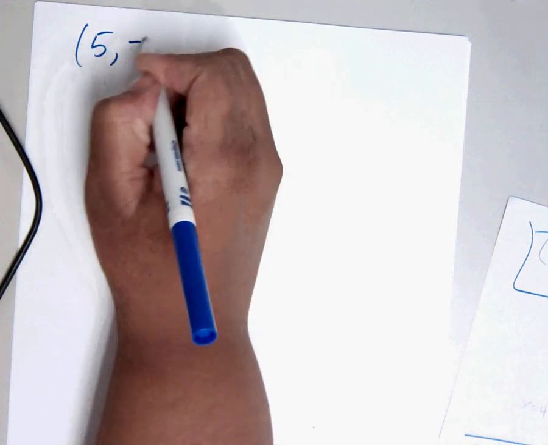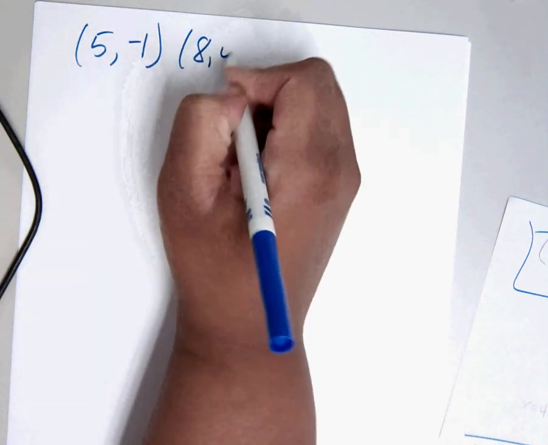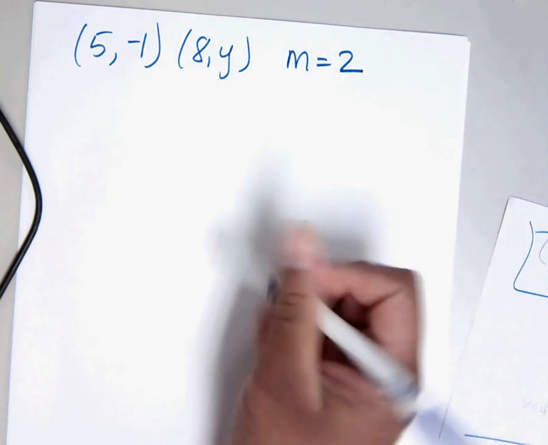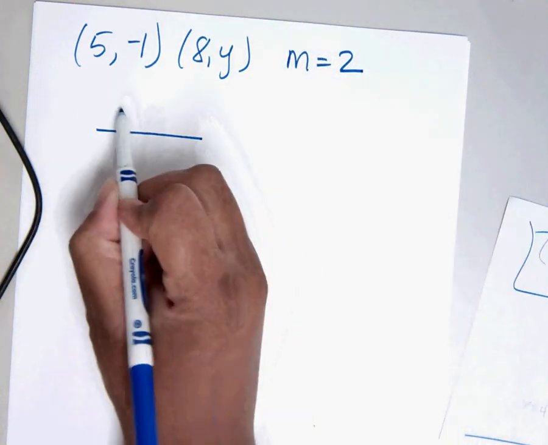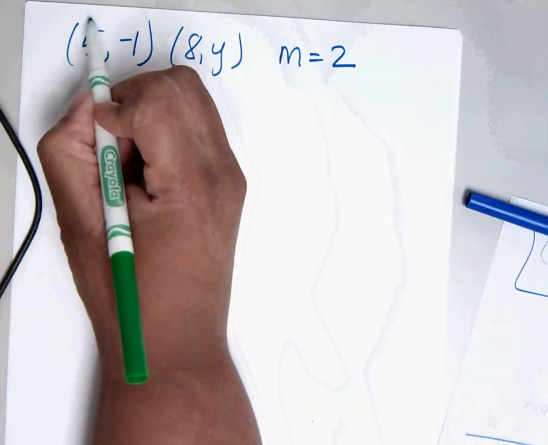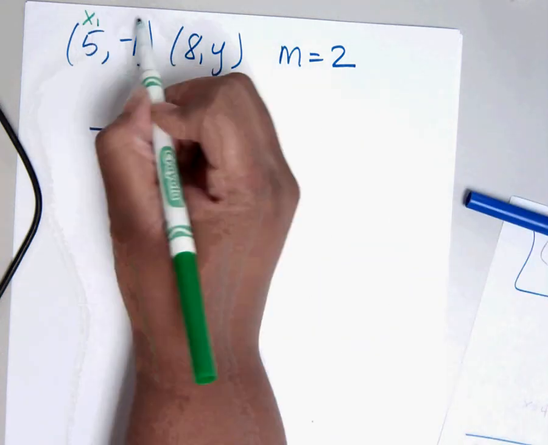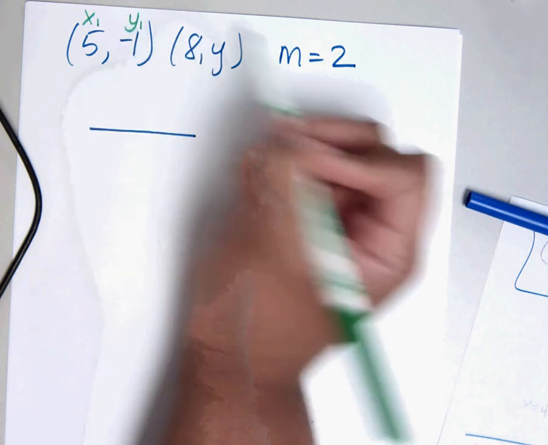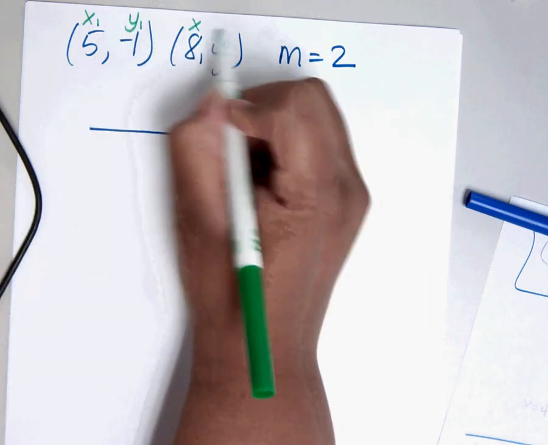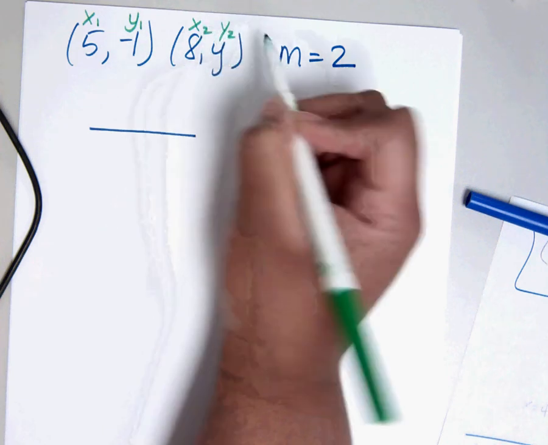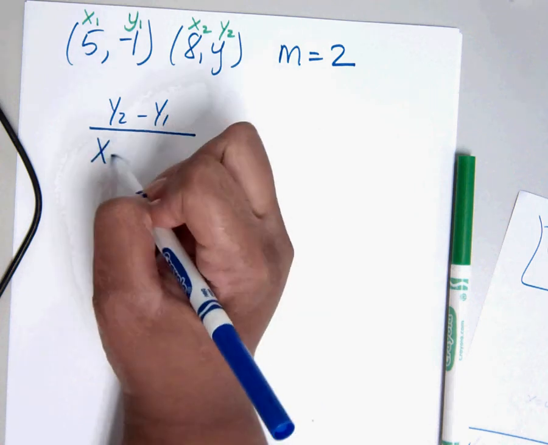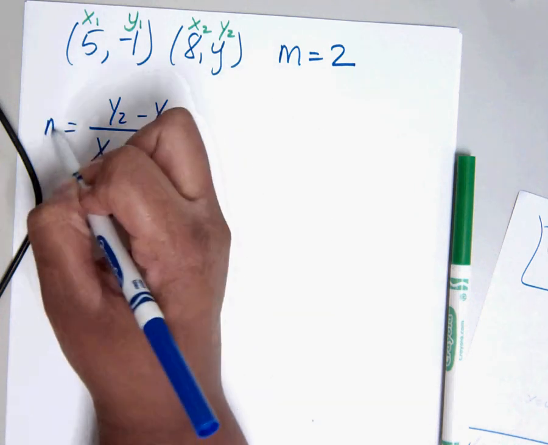Let's try another one. 5 comma negative 1, X comma Y, M equals 2. So let's set it up. We have to first label X1, and what do I put here? Y1, because that's point 1, then X and Y, and this is point 2. So the formula, again, Y2 minus Y1 over X2 minus X1 is the slope formula.